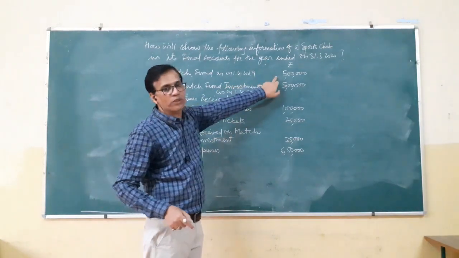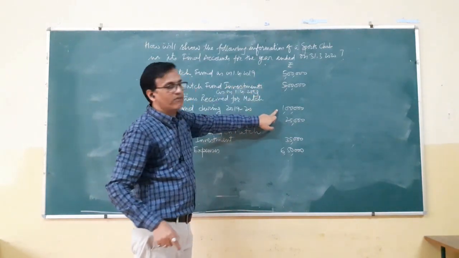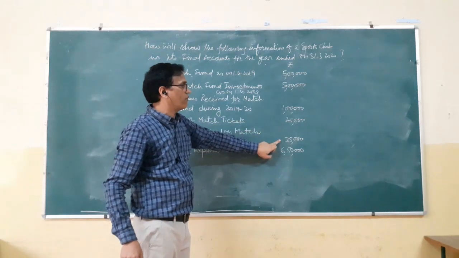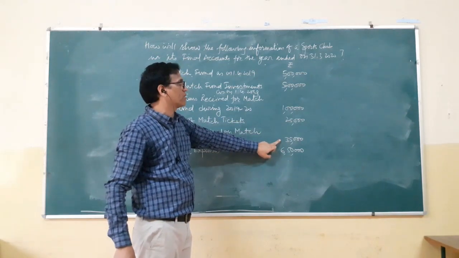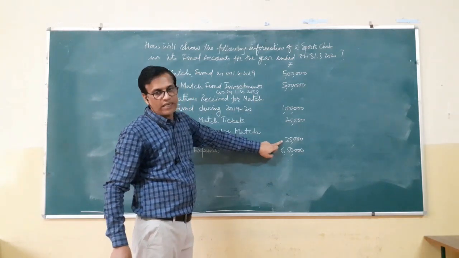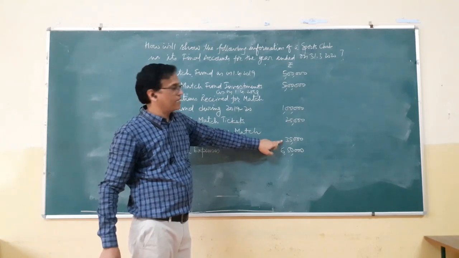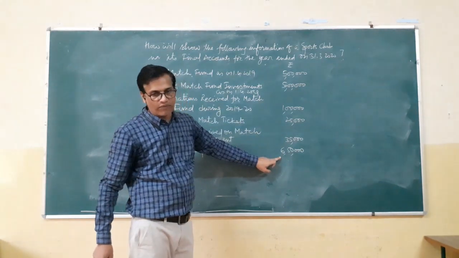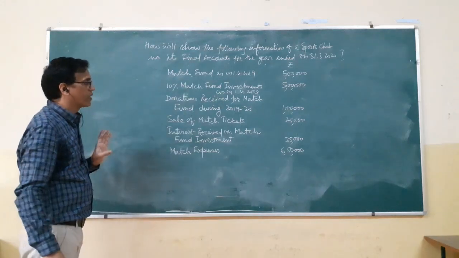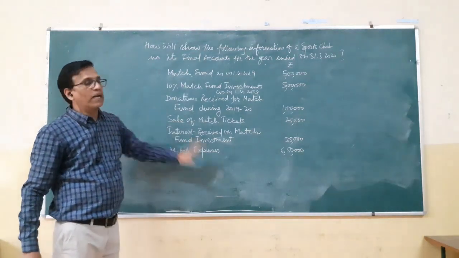So let us check. Here we have 5 lakh rupees opening balance, 1 lakh received as donation, 25,000 received from match tickets, and 35,000 total interest received this year. So 5,00,000, 6,00,000, 6,25,000 and 6,60,000 is the amount, and the expenses are 6,50,000. It means the match fund amount is more than match expenses. So we will show it in the balance sheet only.